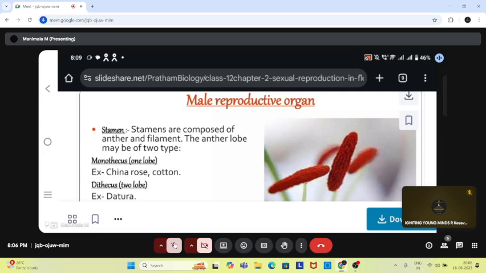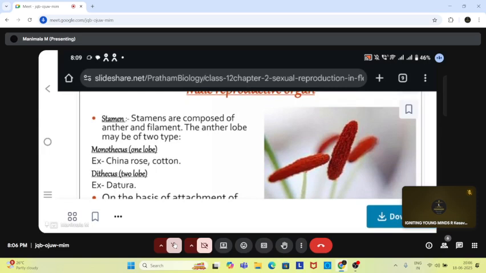So now we are going to discuss the male reproductive part: the stamen and the microsporangium. First, the stamen. The stamen is composed of 2 parts: one is the anther and another one is the filament. The anther lobe may be of 2 types. One lobe present is called monothecous, for example in China rose and cotton.